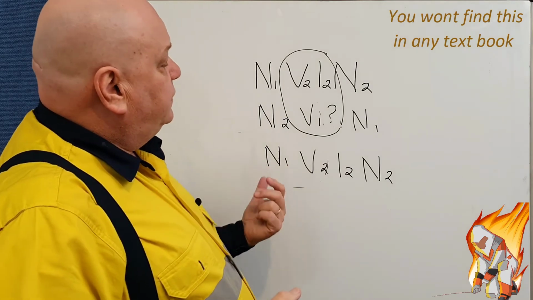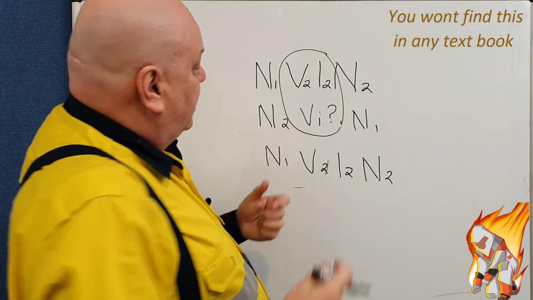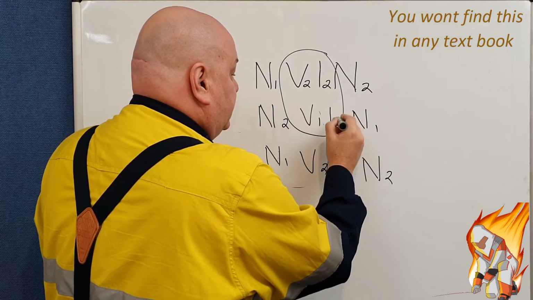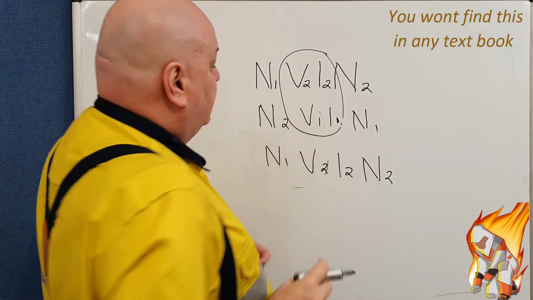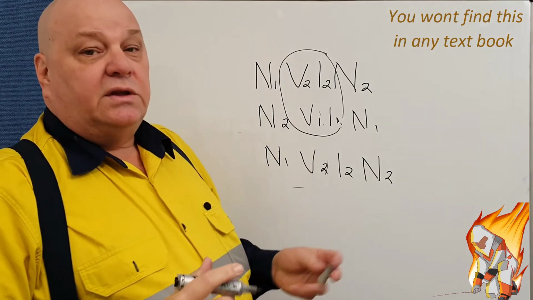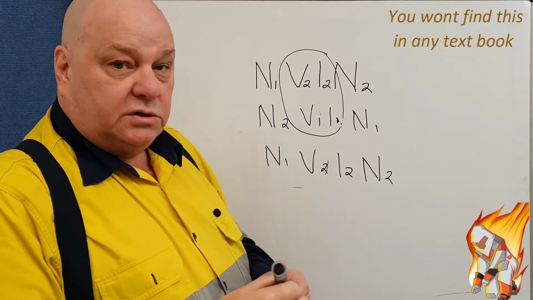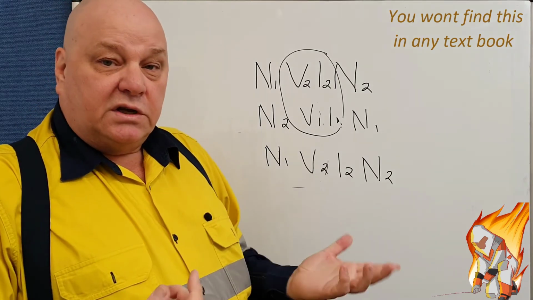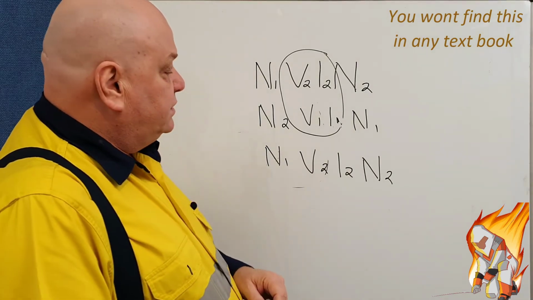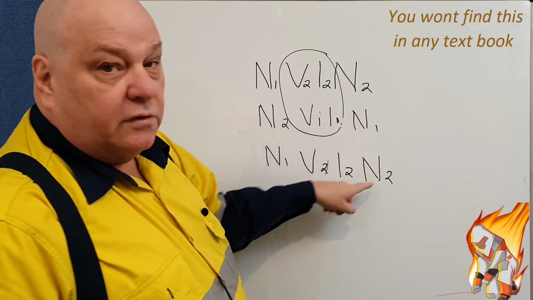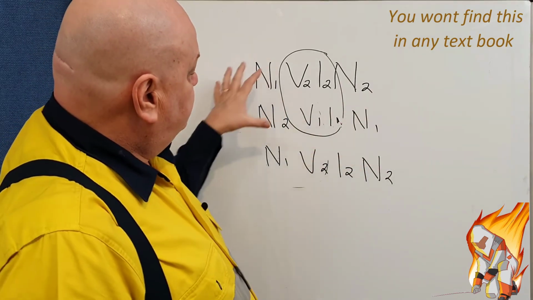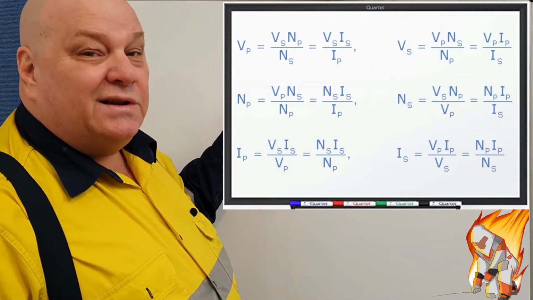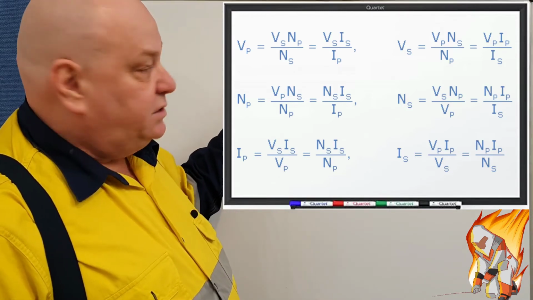And of course, let's say you had the current of the primary and the number of turns on the primary, and you've got the current on the secondary but you don't have the number of turns on the secondary, then that is your formula there. So just within here are all the formulas that you need for your transformer ratios.